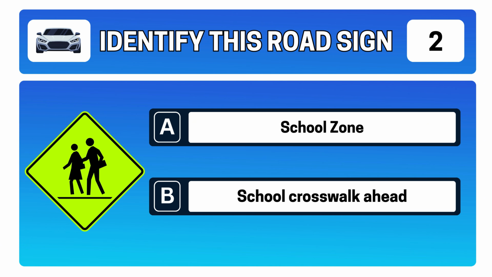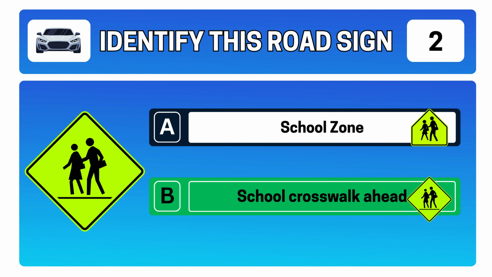Identify this road sign. A. School zone. B. School crosswalk ahead. Perfect. It is the school crosswalk ahead sign.